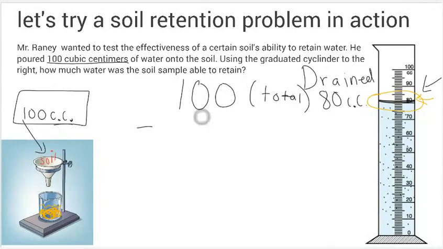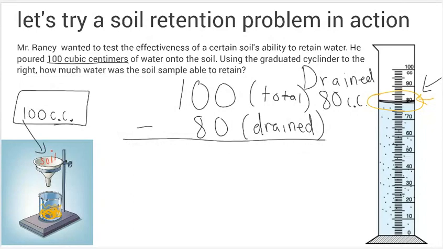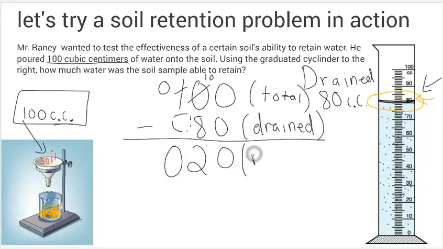and we subtract 80, which is how much was drained, which was how much was at the bottom of that graduated cylinder. Let's look at what happens. 0 minus 0 is 0. 0 minus 8, well, we can't do that, so we have to borrow from the hundreds place. So we have 0 hundreds and 10 tens. 10 minus 8 is 2. There's an imaginary 0 here. So 0 minus 0 is 0. So we have 20. Now this 20 represents our retained.